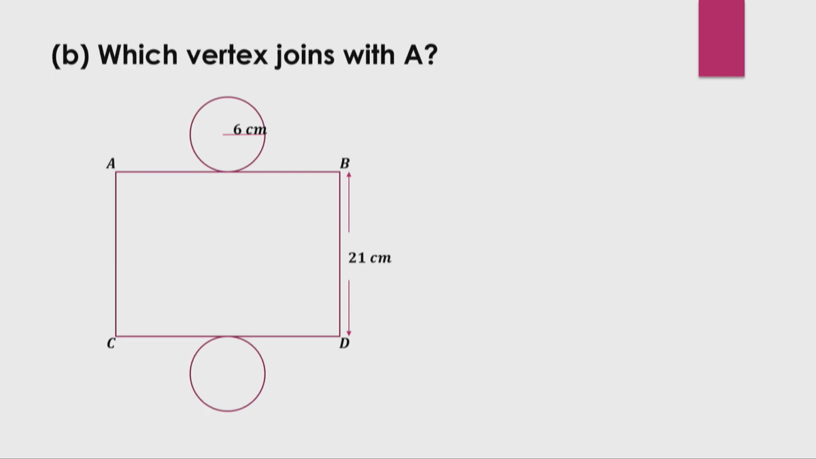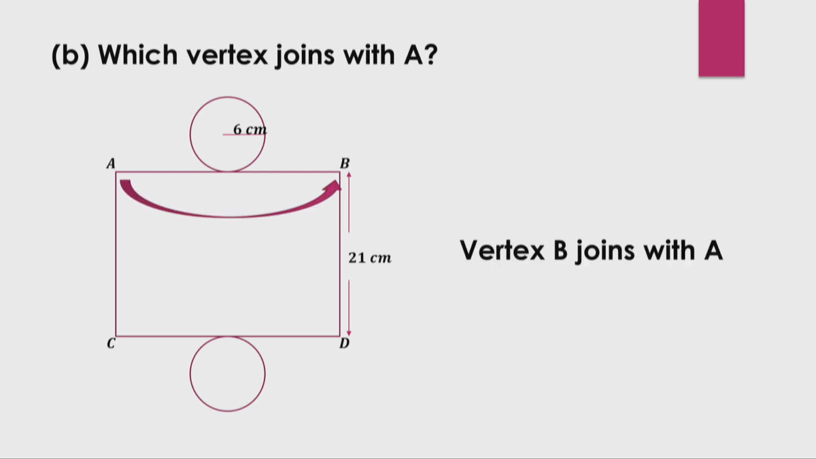Part B. Which vertex joins with A? When the rectangle ABCD is folded, the vertex A will be joined with vertex B to form a curved surface. Therefore, vertex B joins with A.